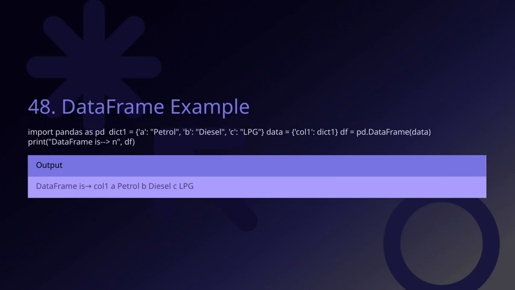When we pass this data dictionary into the Pandas DataFrame constructor, it creates a data frame with one column named col1. The data frame's rows are populated with the values from dict1, so A corresponds to petrol, B to diesel, and C to LPG. Finally, when we print the data frame, it displays these fuel types alongside their labels. This example highlights how Pandas allows us to organize and display data efficiently, which is fundamental when working with datasets in data analysis. It connects to our overall theme of understanding data structures and manipulating data effectively using Pandas.